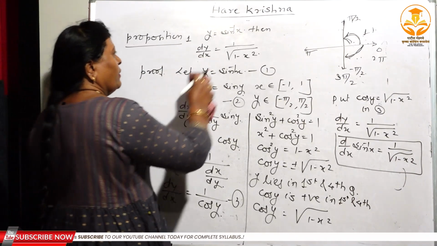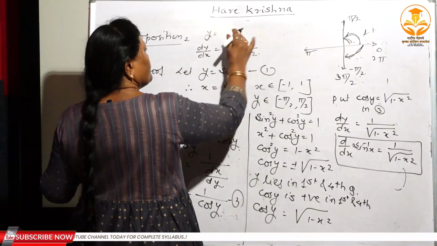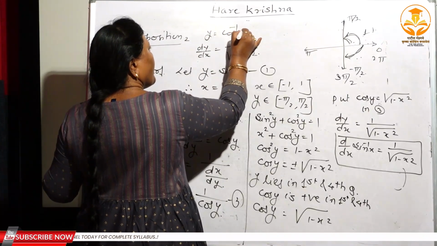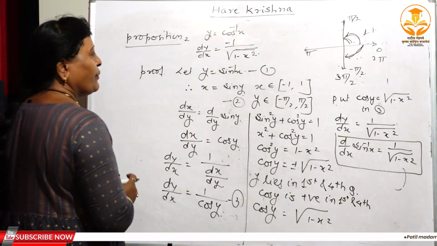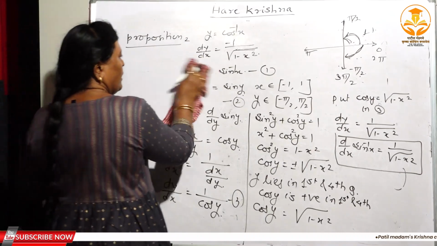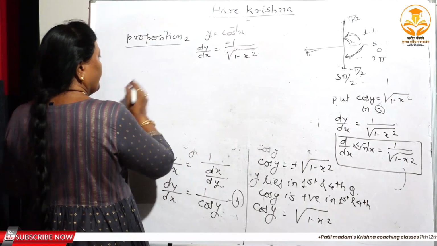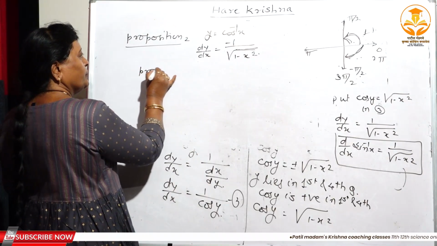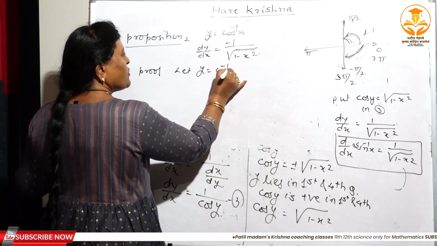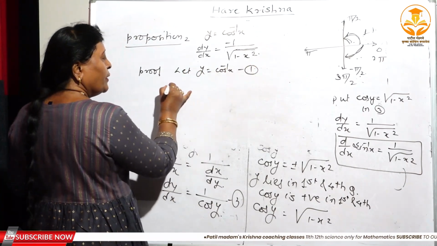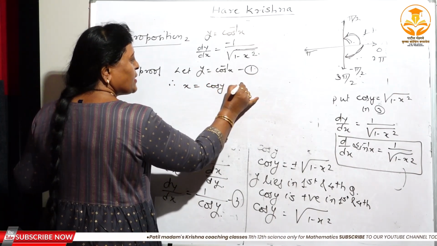Similarly, I will take another proposition, that is here cos inverse x. See, cos inverse x, and here the derivative of cos inverse x is minus 1 upon root of 1 minus x square, right? Again see the proof here. Let the function be given as cos inverse of x, this is first, right? Therefore we know x is equal to what here? Cos y. This is second.